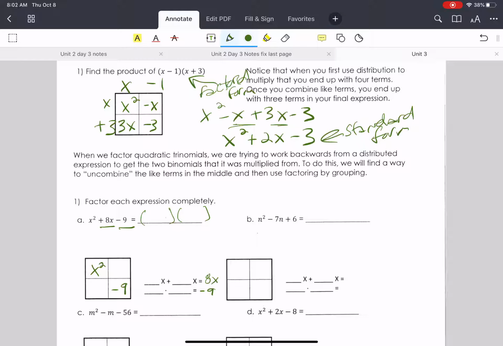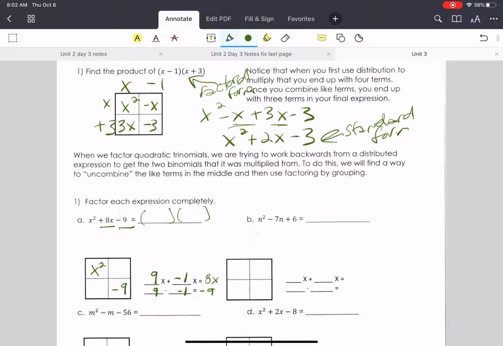All right, questions? Yeah. You got it. Positive 9 and negative 1. Good job, Bryce. Do you see? Because 9x plus negative 1x is 8x, and 9 times negative 1 is negative 9, right?